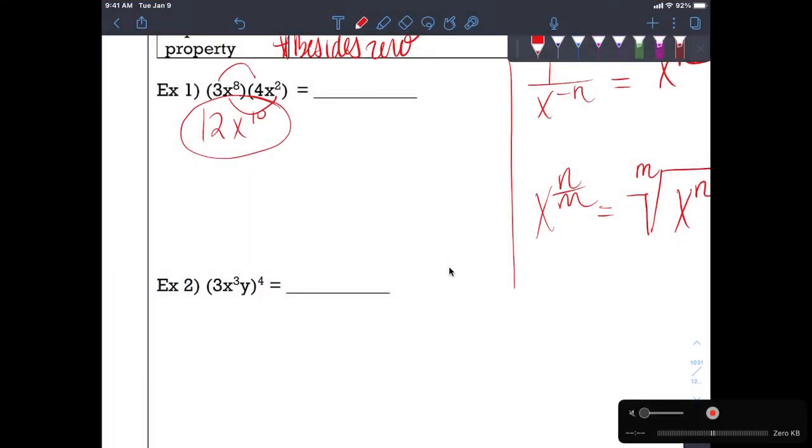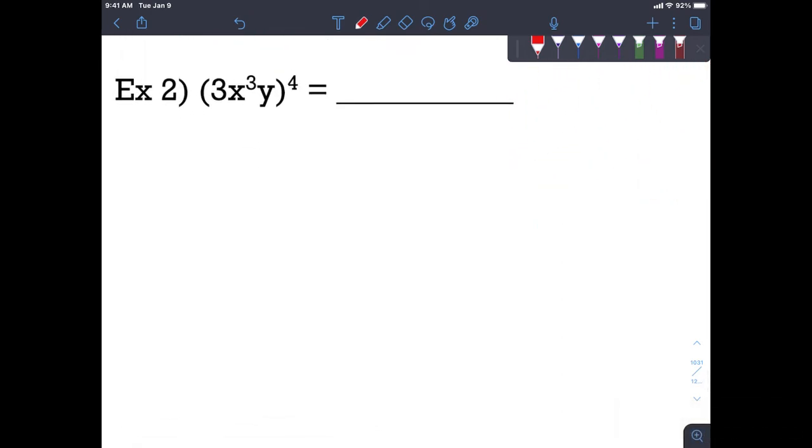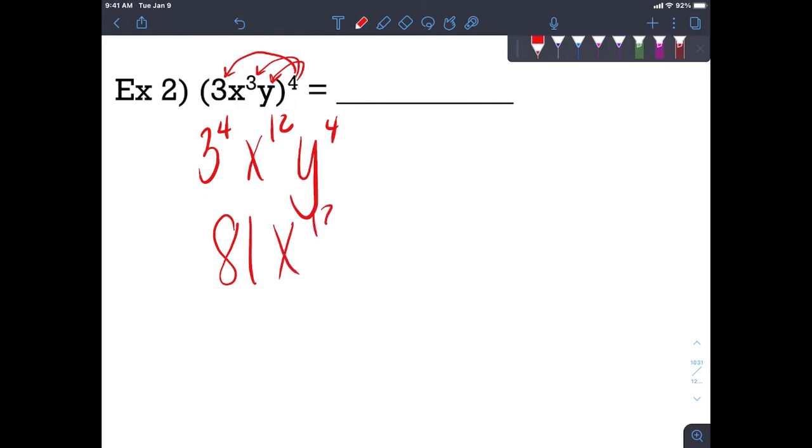All right, next one. So here I have an exponent on the outside. I need to distribute it to each item and multiply it times its current exponent. So 3 to the power of 4, x to the power of 12, y to the power of 4. Now 3 to the power of 4 is 3 times 3 times 3 times 3. So 81, x to the power of 12, y to the power of 4.